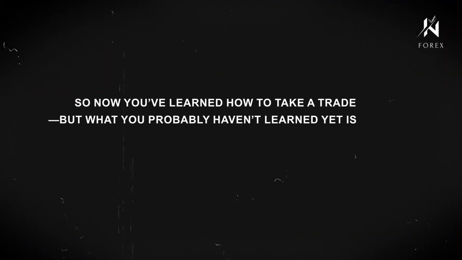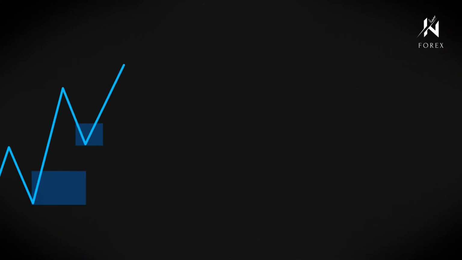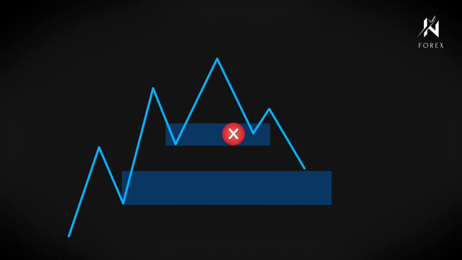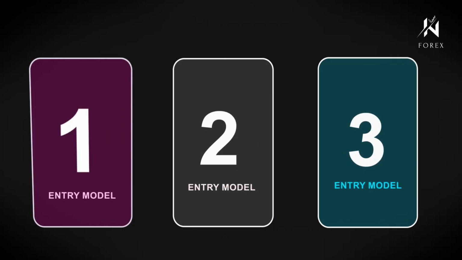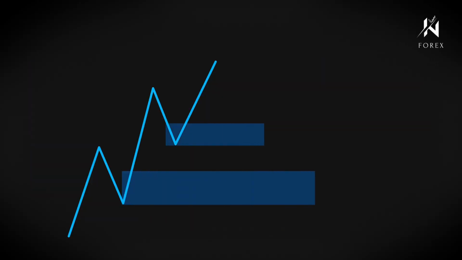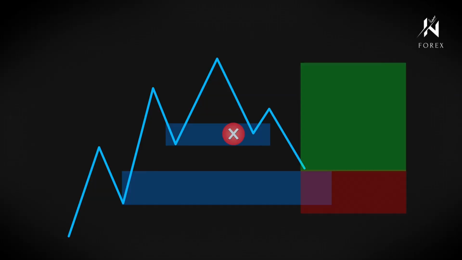But what you probably haven't learned yet is the entry model. This is what helps us spot fake demand and supply zones. And more importantly, it helps us reduce risk. Here's the real game changer. There are 3 mechanical entry models that can completely transform your trading. Once you start using them, you'll not only become more profitable, you'll also be able to filter out the fake zones with confidence. Why? Because these entry models don't appear in fake zones.